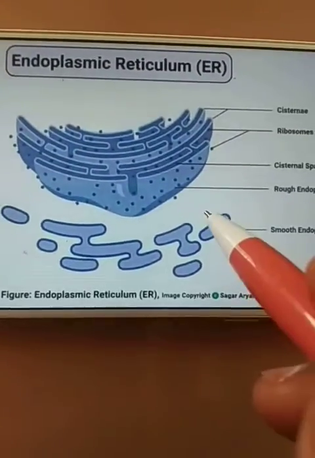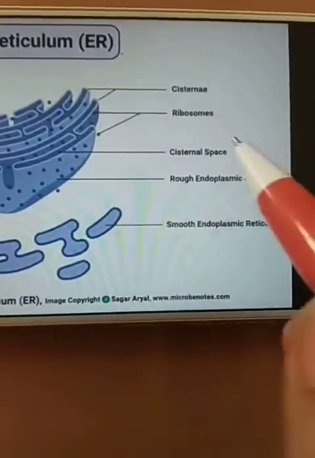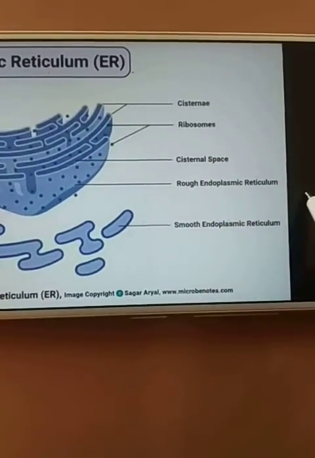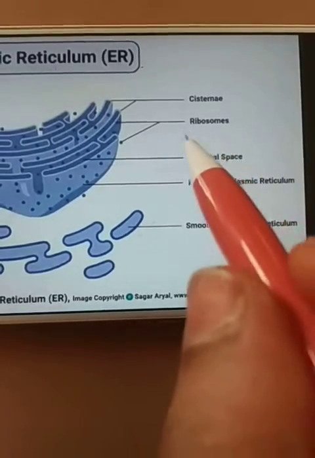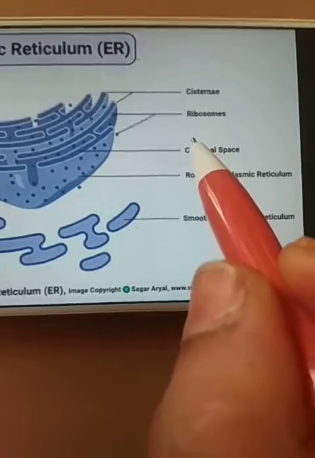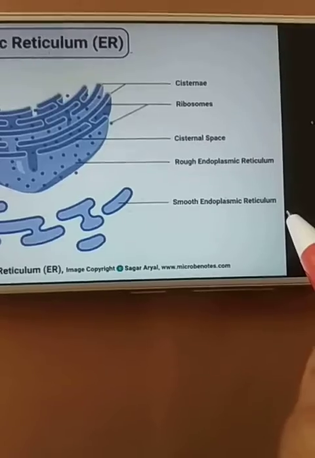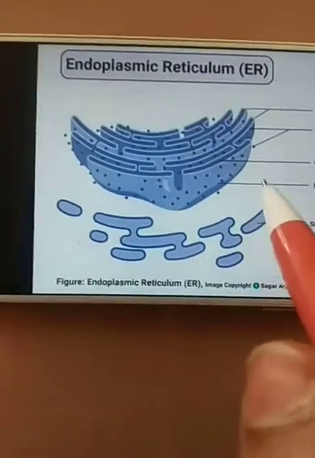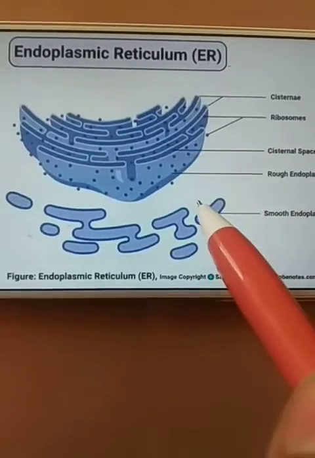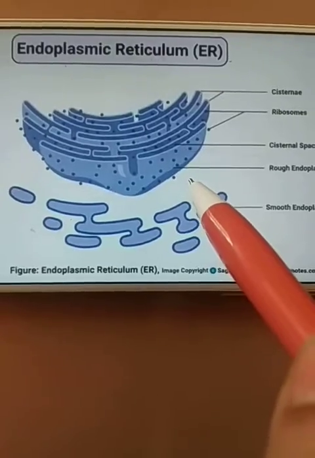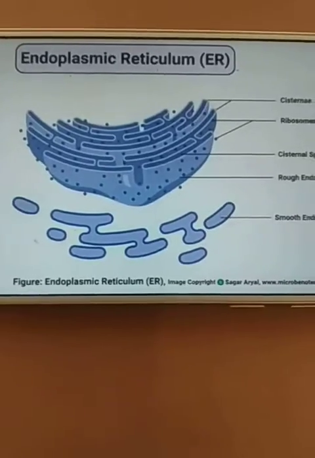Endoplasmic reticulum performs synthesis of proteins because of the presence of ribosomes in rough endoplasmic reticulum. Whereas smooth endoplasmic reticulum performs synthesis of lipids. So in this way, endoplasmic reticulum synthesizes proteins and lipids, provides internal support to the cell, and helps in secretion of enzymes and hormones inside the cell. These are all about endoplasmic reticulum.